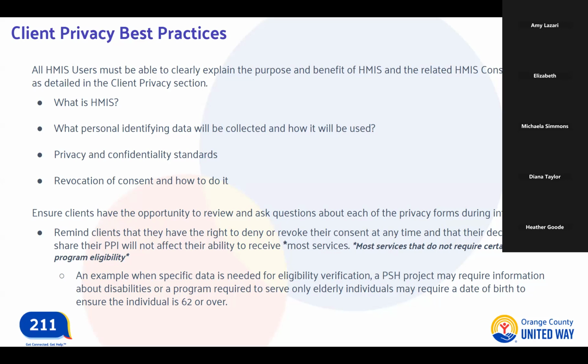An example when specific data is needed for eligibility verification is a permanent supportive housing project that may require information about disabilities, or a program required to serve only elderly individuals. They may require a date of birth to ensure the individual is over 62.